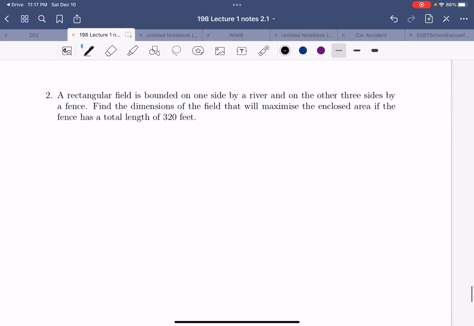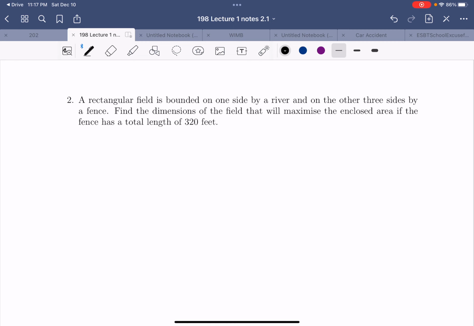For number 2, we have a rectangular field bounded on one side by a river. So I've got a river and I've got a rectangular field. That is going to be x by y. Now we're assuming that it's straight, although it doesn't look straight. So I'm going to have x, y, and y.